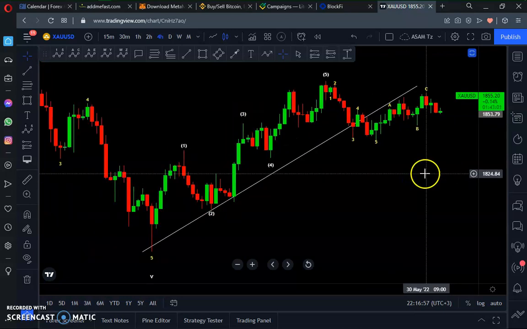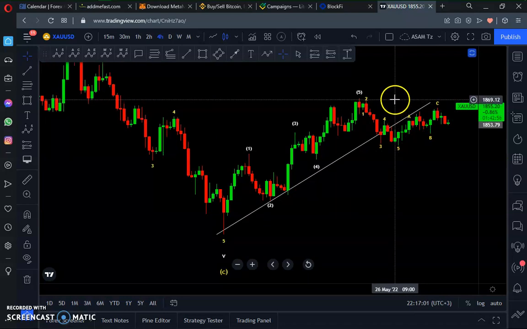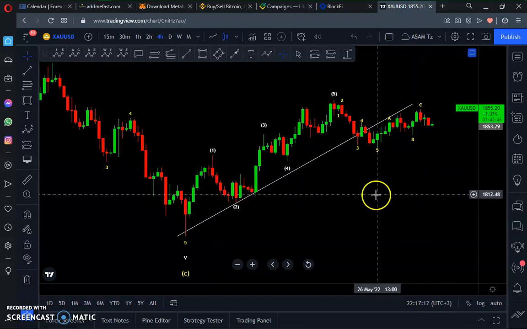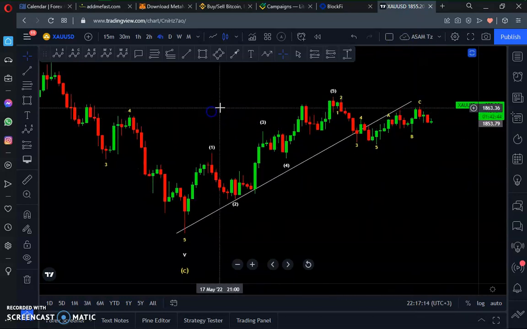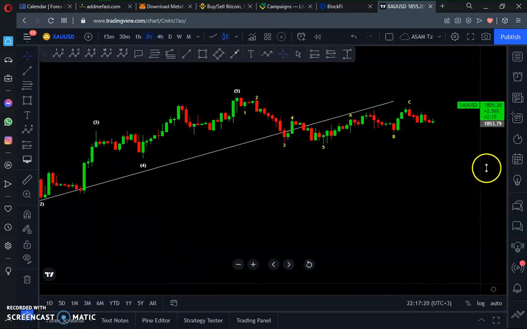We still look for a powerful fall unless price is going to move beyond 1869. If it is going to move above 1869, our fall direction will be invalid, or price will invalidate the bearish momentum. So moving to the 2-hour time frame now, this will be my last time frame for analysis.